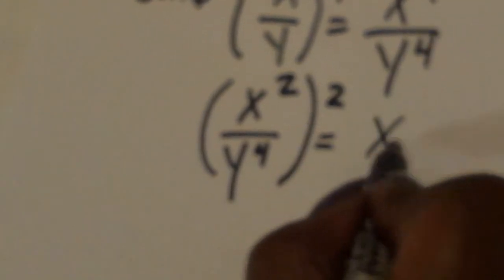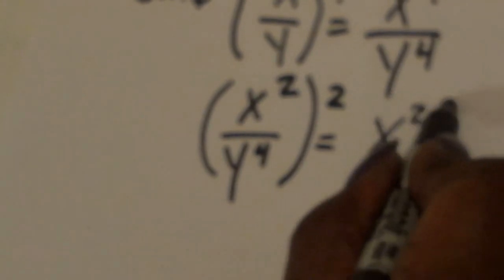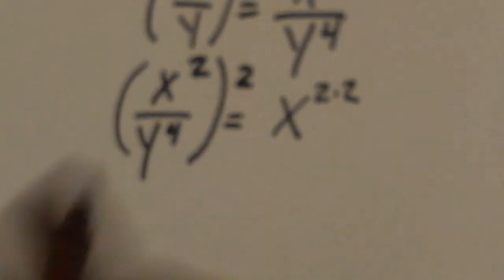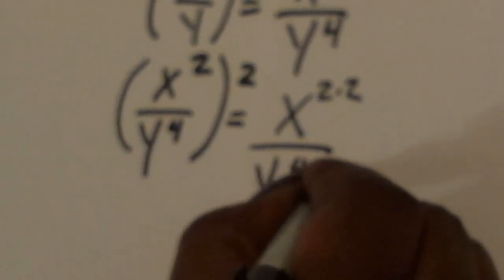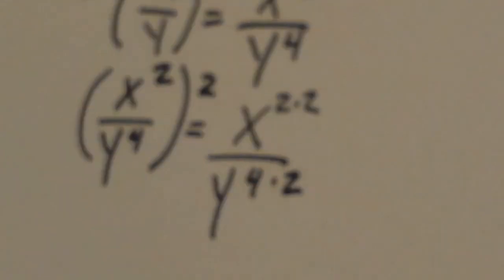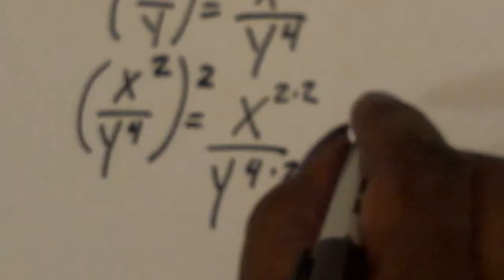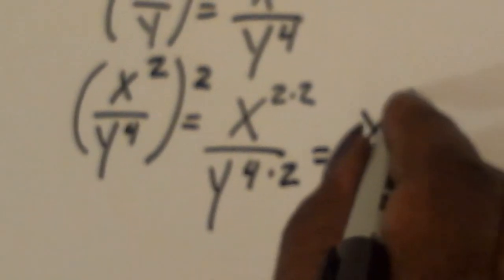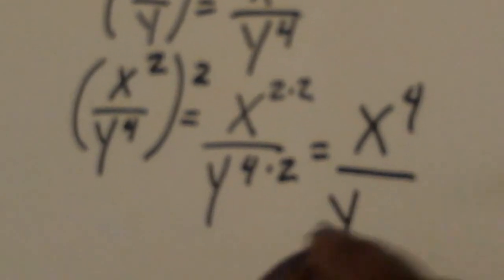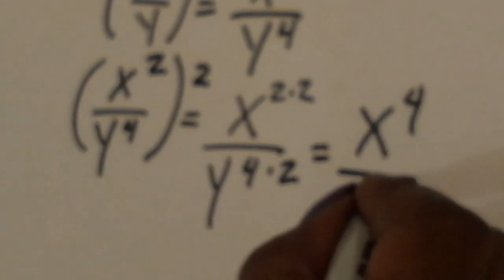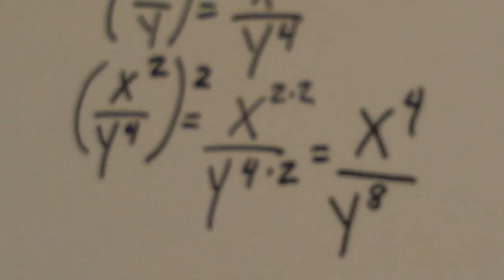So I'll get x to the 2 times 2 over y to the 4 times 2. And then we multiply. So 2 times 2 is 4, so I get x to the fourth power. And 4 times 2 is 8, so I'll get y to the 8th power. And again, because they're not the same base, we can't subtract the powers. The answer just stays like that.